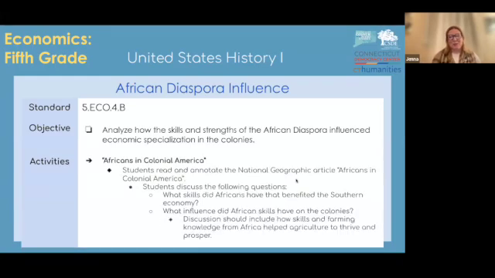And lastly, we have another article called Africans in Colonial America, and this one comes to us from National Geographic. Again, the articles and the questions all relate back to what skills this African diaspora movement brought to benefit the Southern colonies and the economy, and then what influence it had. So again, bringing it back to agriculture and how it thrived and prospered.